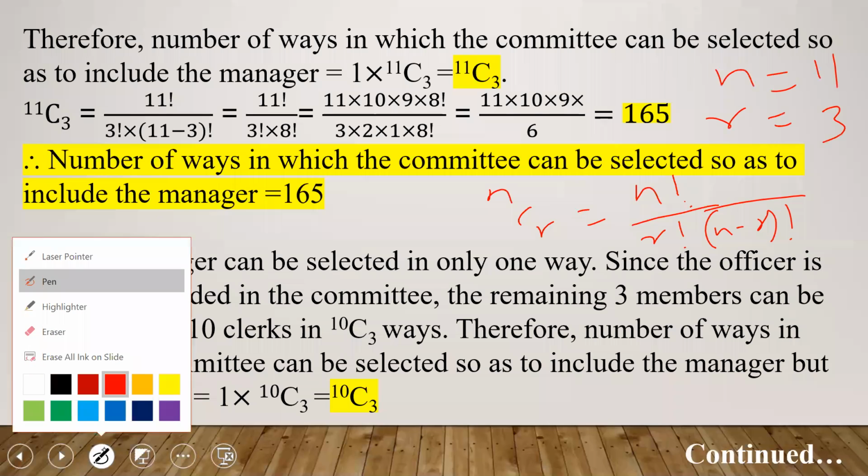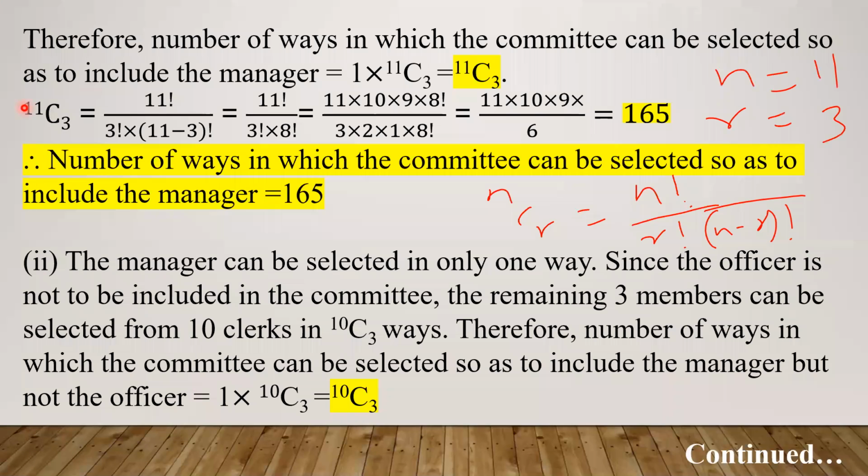So n is 11 and r is 3. Look at the formula: n factorial, so 11 factorial, divided by r factorial. r is 3, so 3 factorial, into (n minus r). n minus r is 11 minus 3, that is 8 factorial. Now 11 factorial we can write as 11 into 10 into 9 into 8 into 7 into 6 up to 1.